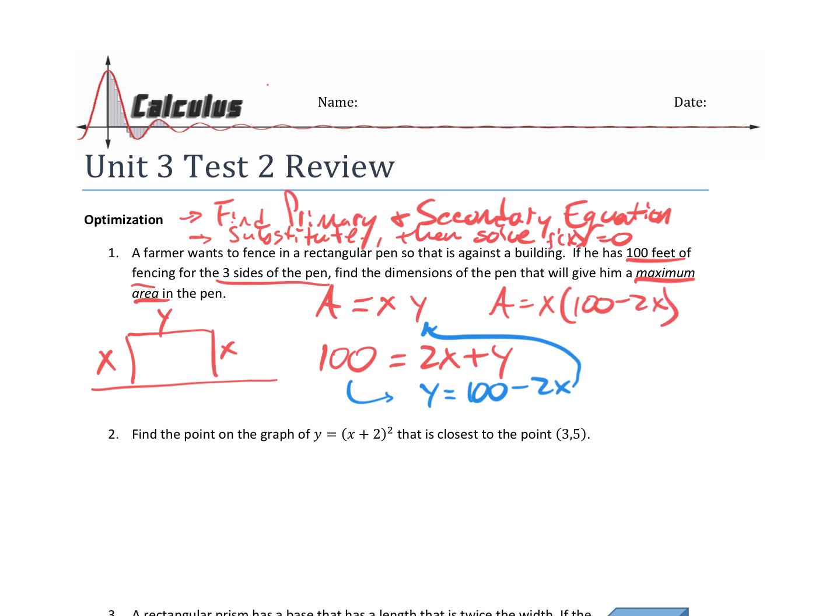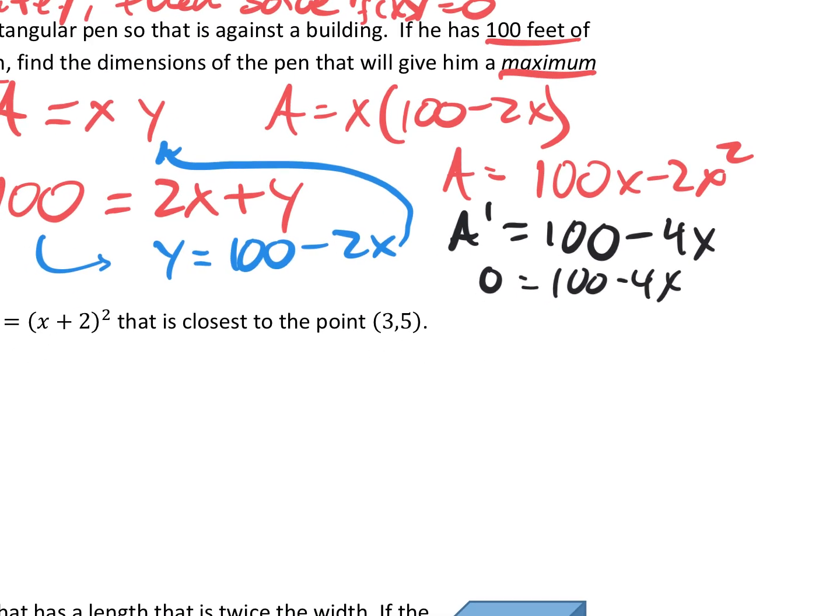We're going to be taking the derivative and setting it equal to 0, so we might as well clean that up a little bit and distribute that x out. We've got 100x minus 2x squared. Now we can set the derivative equal to 0. So A prime is 100 minus 4x. We set that equal to 0. If we subtract 100 from both sides, negative 100 equals negative 4x, and so x is 25.